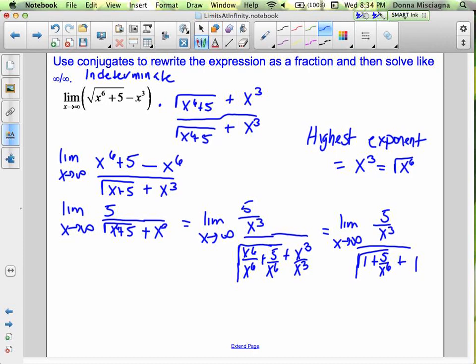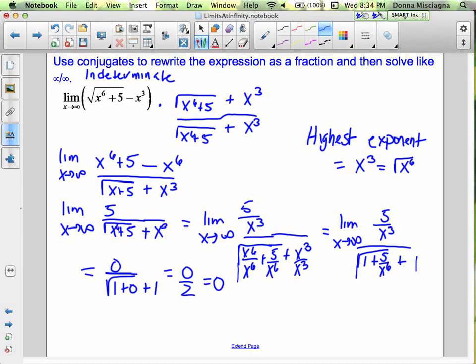All right, so now, good enough, we can take the limit. We can evaluate now. 5, a constant over x to any power is 0. In the denominator, we have 1 plus 0 plus 1. So we have 0 over 2, and that's 0.